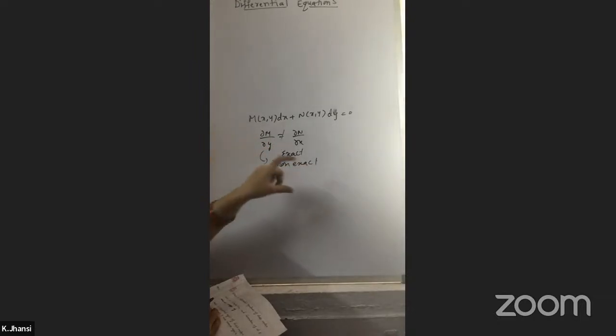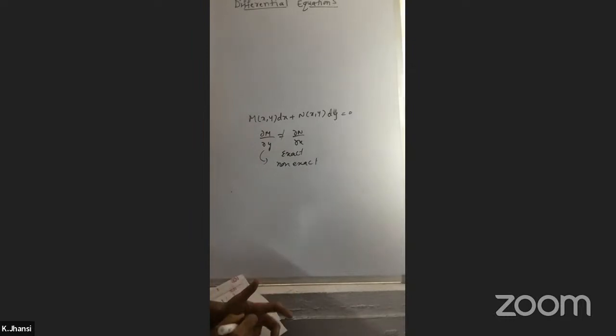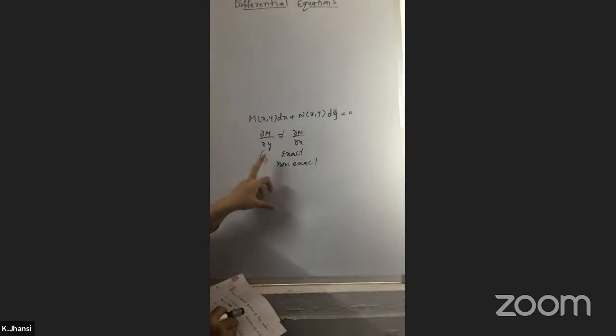Some different steps will be there. Just as we use the integrating factor for a linear differential equation, in the same way, for an exact differential equation also, some terms will be there to find the general solution. If you get both the values as not equal, then we call it a non-exact differential equation. The main aim is to convert non-exact to exact.